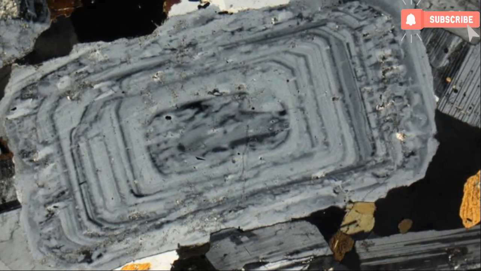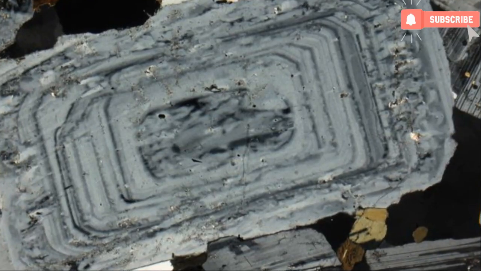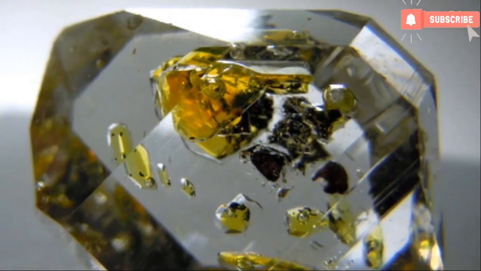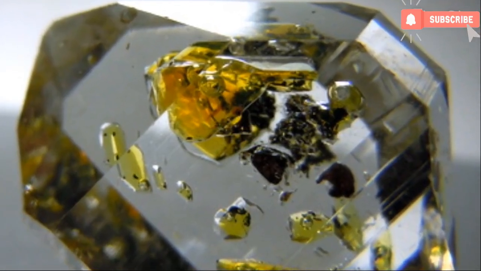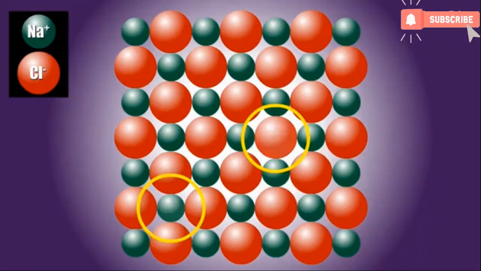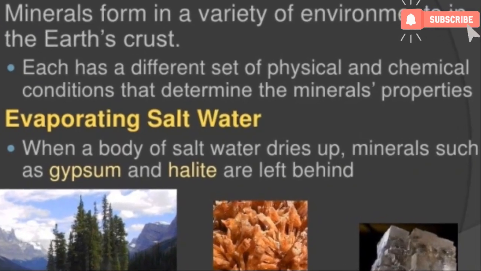In nature, most crystals aren't perfect. They can show zoning, where the composition changes from the center to the edges. Inclusions, where tiny bubbles or minerals get trapped. Defects, like missing atoms or irregularities in the structure. These imperfections tell us stories about how the crystal formed and under what geological conditions.